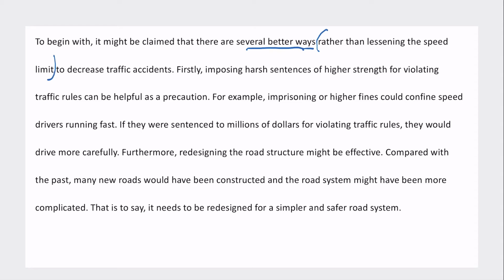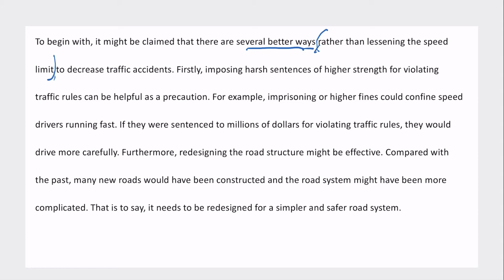It's because this is a clause, right? This can be moved around the sentence, okay? And because it's an extra piece of information, we need to give it commas. So now listen to it with commas. To begin with, it might be claimed that there are several better ways, rather than lessening the speed limit, to decrease traffic accidents. So can you hear how I made it sound like we were changing topic briefly for a moment?